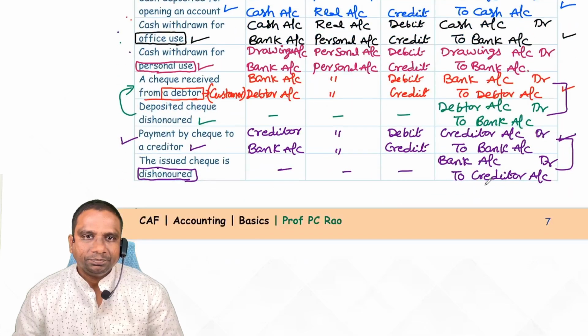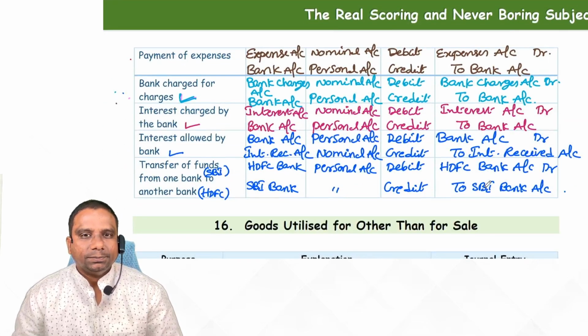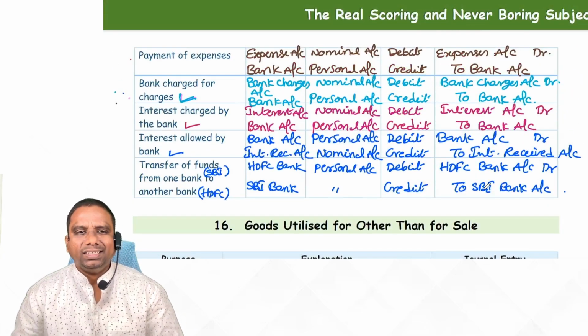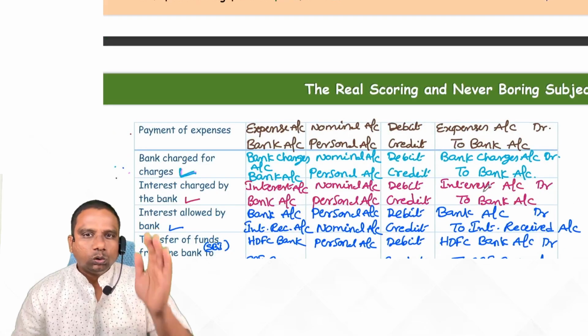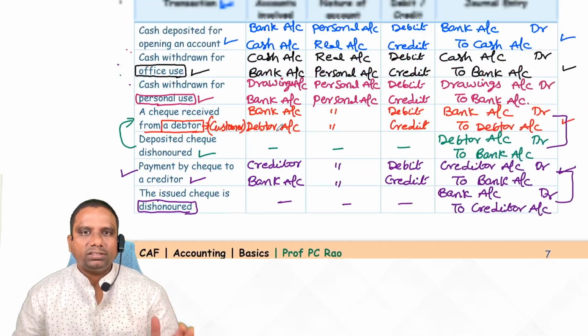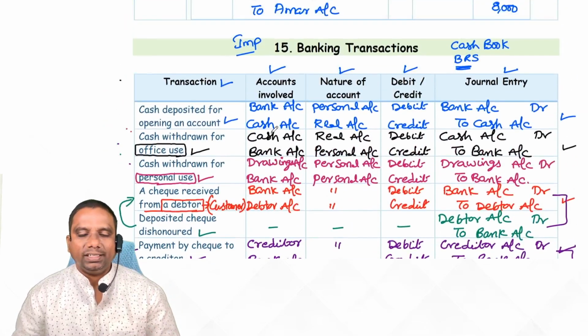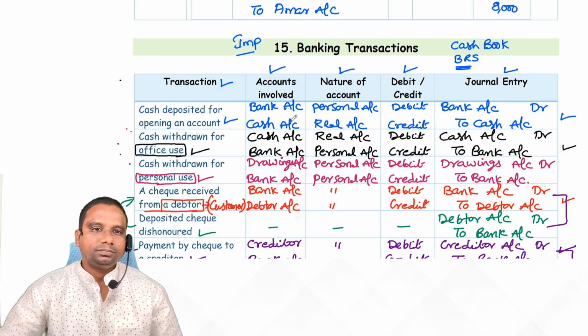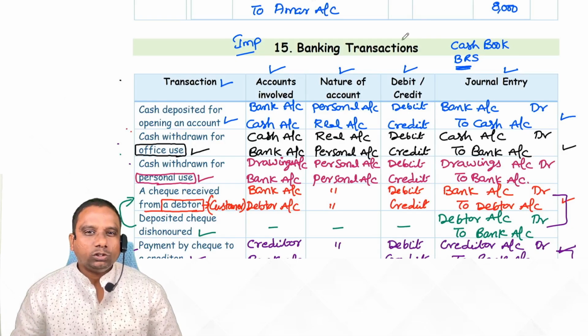Now, is it clear? Hope you understood. You can do one thing: just pause the video and go through the concept once again. Is it clear, students? Make it fast. I hope you understood this.